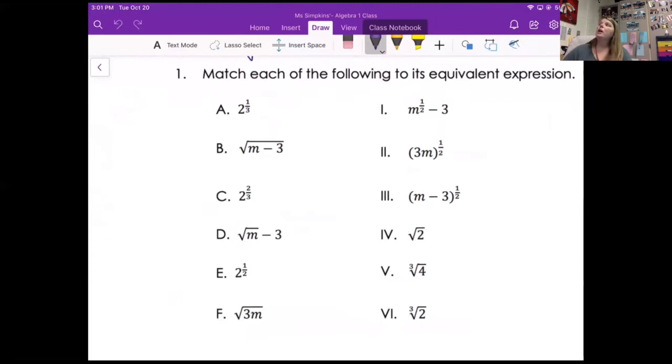So we're matching all the things in that first column with all the things in the right column. So if we look at the first one, 2 to the 1/3 power, we could rewrite as the cube root of 2. Do you see that in the second column? Which one? VI. Does anybody know what VI is in Roman numerals? 6.